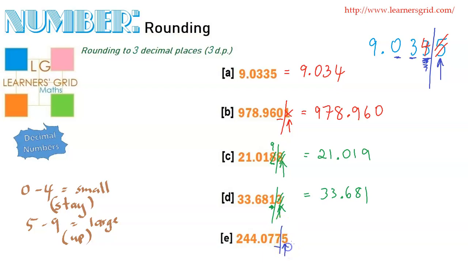And the last question here, here's our 3rd decimal place, the cutoff is here then. This is our indicator, it's big, so this has to become an 8. So the final answer is 244.078. And that's how they're done.